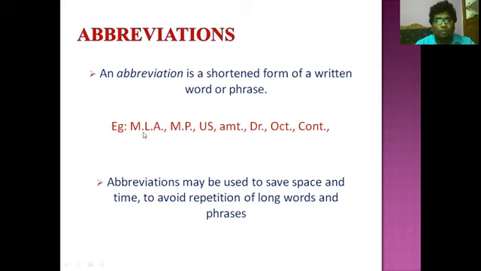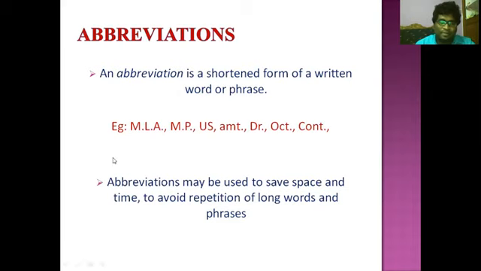Remember one thing, in order to identify whether it is an abbreviation or an acronym: for abbreviations, we use full stops in between the letters. See here, MLA, we use full stops, and MP, we use full stops, and everywhere you're going to have full stops. Take it for granted, most abbreviations carry these full stops. So on seeing them, we can tell whether it is an acronym or an abbreviation.